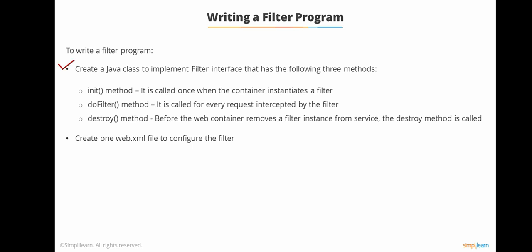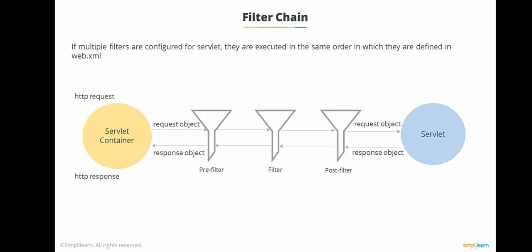To write a filter program, we create a Java class to implement the Filter interface that has the following methods: init, which is called once when the container instantiates a filter; doFilter, which is called for every request intercepted by the filter; and destroy, which is called before the web container removes a filter instance from service. And we create one web.xml file to configure the filter.